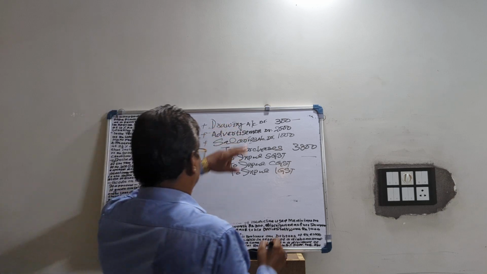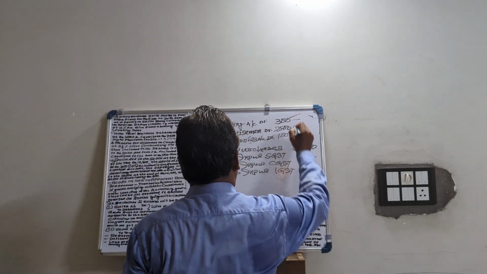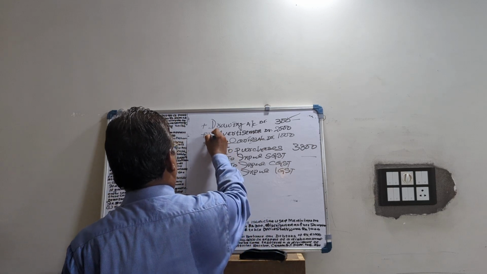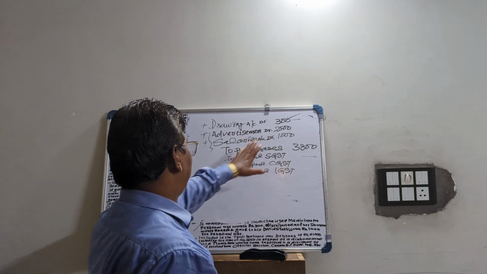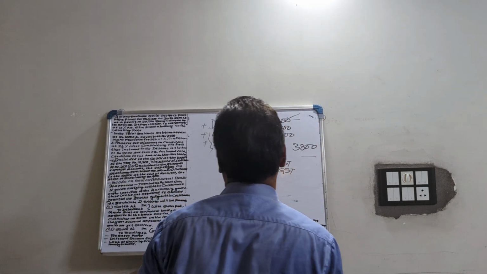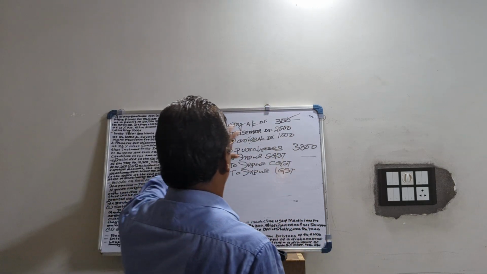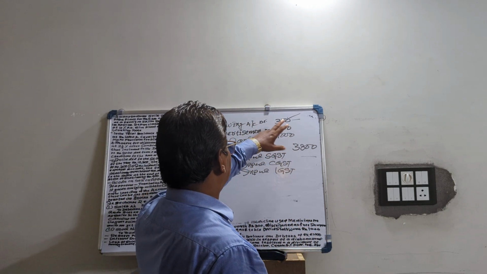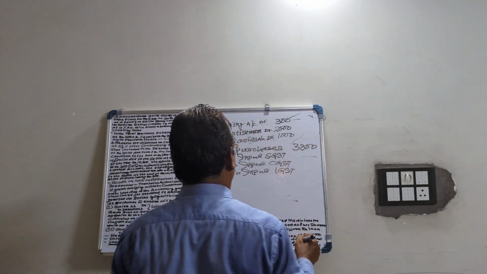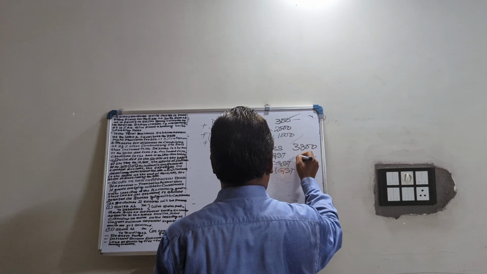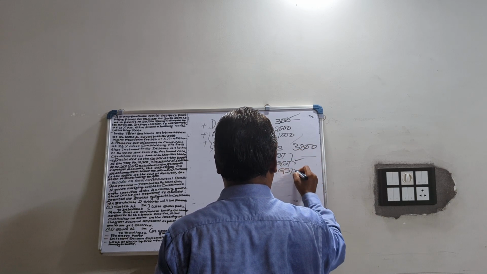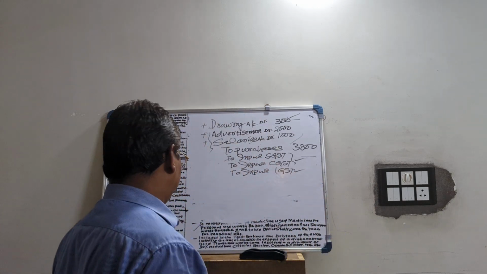So drawing will be deducted from capital. Then advertisement and salary will be debited to profit and loss. On the profit and loss debit side, write advertisement 2,500 plus GST, salaries 1,000 plus GST. Then for drawing, capital will deduct 300 plus GST. Then purchases will be deducted by 3,800 and we will show input CGST and SGST. If it is interstate, we will show input IGST.